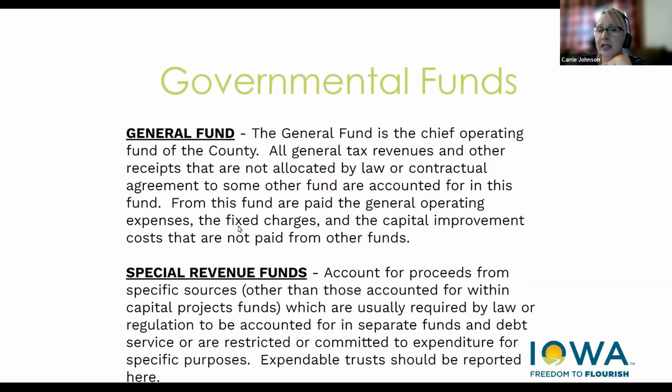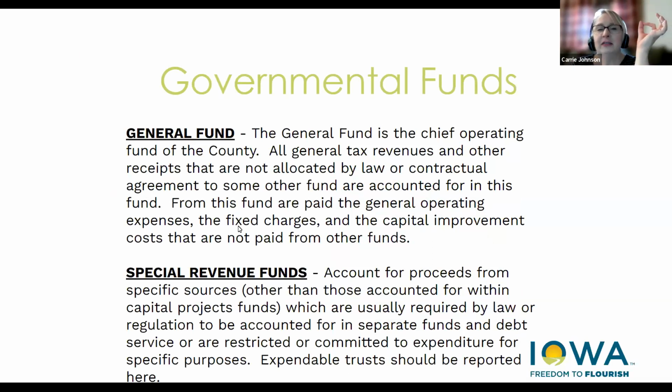The general fund, obviously, is the chief operating fund of the county. This is where almost everything happens, right? General tax revenue, other receipts that are not required by law to be accounted for otherwise. This is the big fund that you have, where most of your activity occurs.